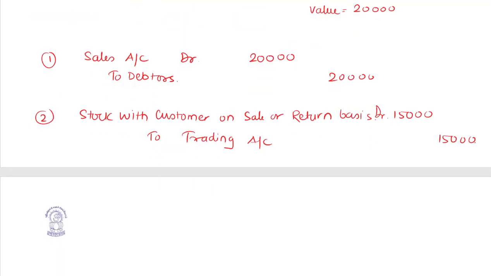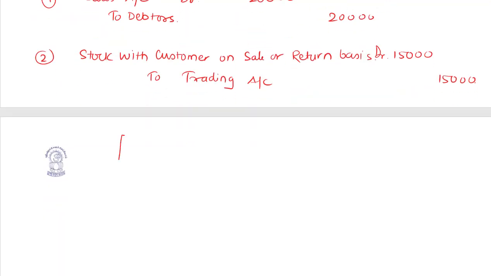How we calculated this 15,000? 20,000 multiplied by 100 divided by 133.33. We had eliminated the profit element, so at cost we have recorded. I believe you understood. Let us continue.